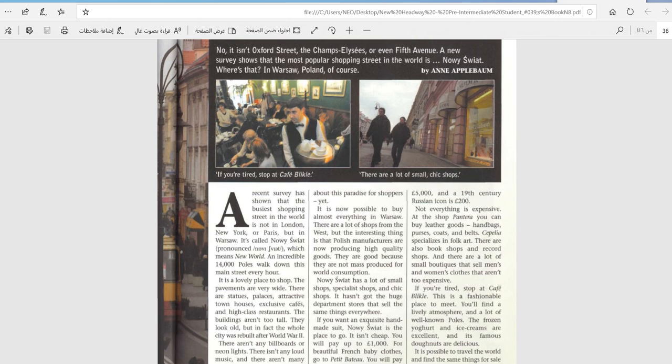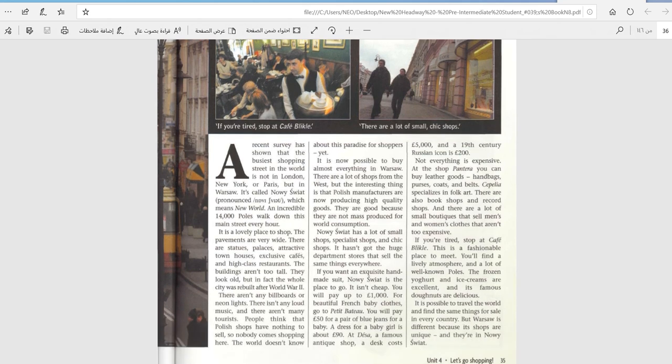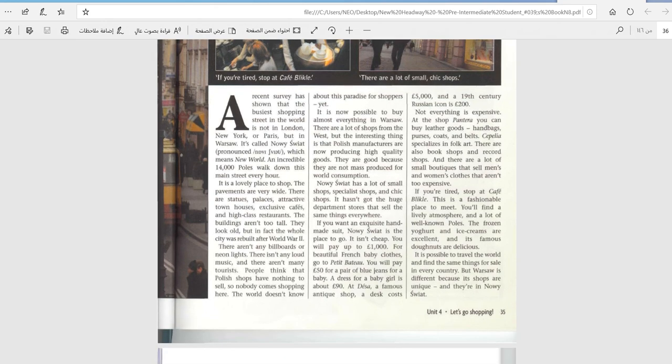A recent survey has shown that the best shopping street in the world is not in London, New York, or Paris, but in Warsaw. It's called Nowy Swiat, pronounced Novy Sveeat, which means New World. An incredible 14,000 Poles walk down this main street every hour. A recent study showed that the best shopping streets are not in London, America, or Paris, but in Poland, on a street called Nowy Swiat. In this street, an unbelievable 14,000 people pass every hour.